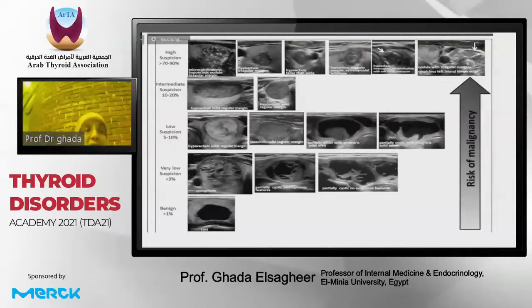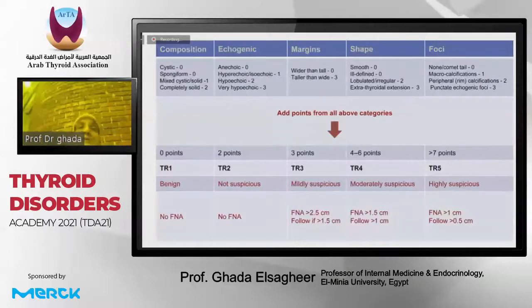Intermediate suspicion, the risk of malignancy 10 to 20%, in hypoechoic solid with regular margin. High suspicious nodule, the risk of malignancy more than 70 to 90% if it's hypoechoic or deeply hypoechoic, plus microcalcification, irregular margin, extrathyroidal extension. This is the thyroid classification system.